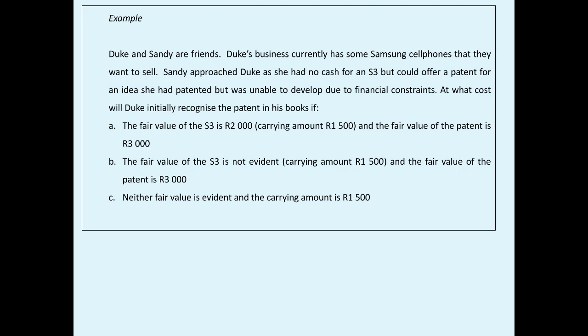Okay, let's read. Duke's business currently has a Samsung cell phone that he wants to sell. Sandy approached Duke, but Sandy had no cash, and could offer a patent. So Sandy has a patent, Duke has a cell phone. Now, the fair value of the cell phone is 2,000 Rand, and the fair value of the patent is 3,000. So which one are you going to pick? Well, we're going to record the intangible asset which he's going to get at 2,000, because we have the fair value of the phone we're giving up.